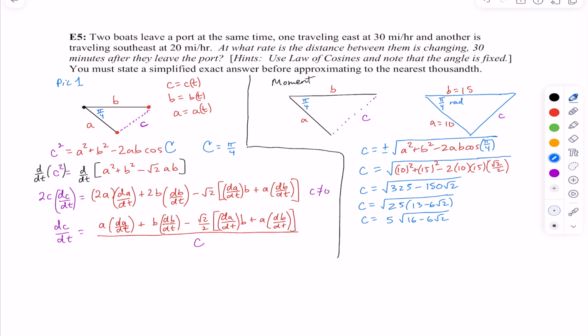And we already know what dA/dt is. dA/dt is actually 20 miles per hour. We also know what dB/dt is. That is actually 30 miles per hour. And we can go ahead and plug in all these values to find the derivative of c with respect to t.